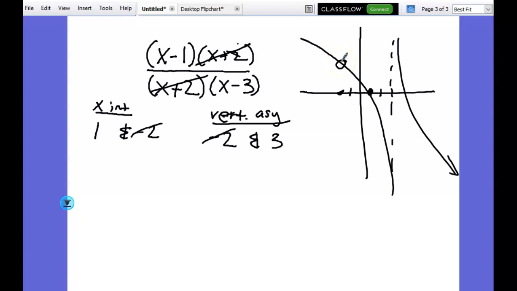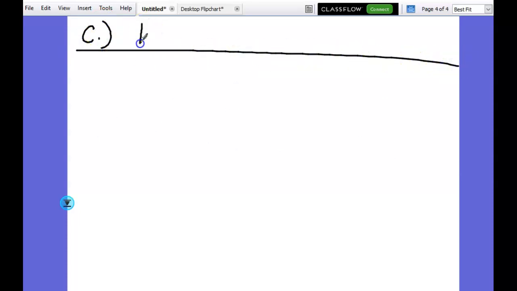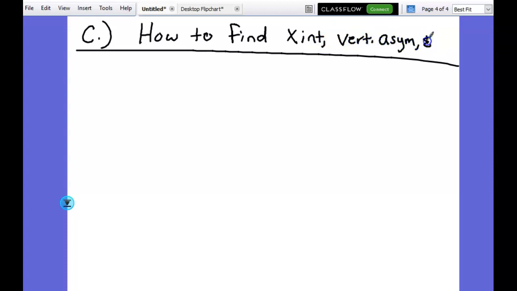So there it is. So let's go ahead and summarize these facts now. And this is where you guys would want to start writing: how to find x-intercepts, vertical asymptotes, and holes.